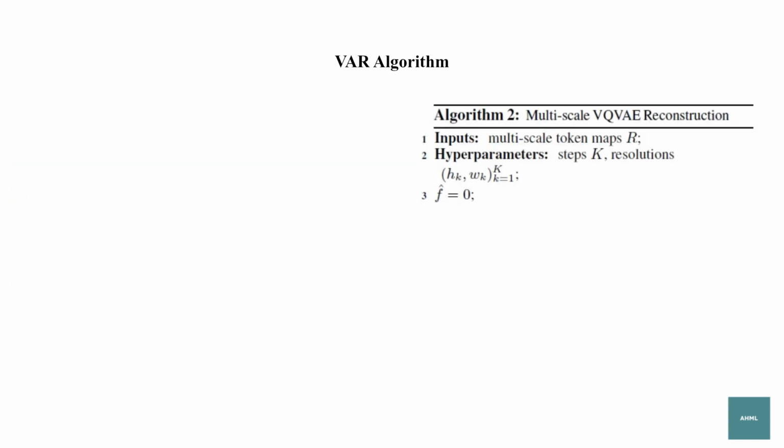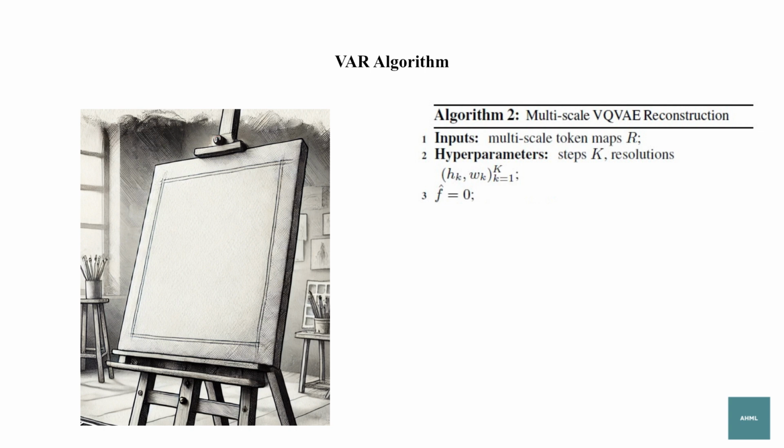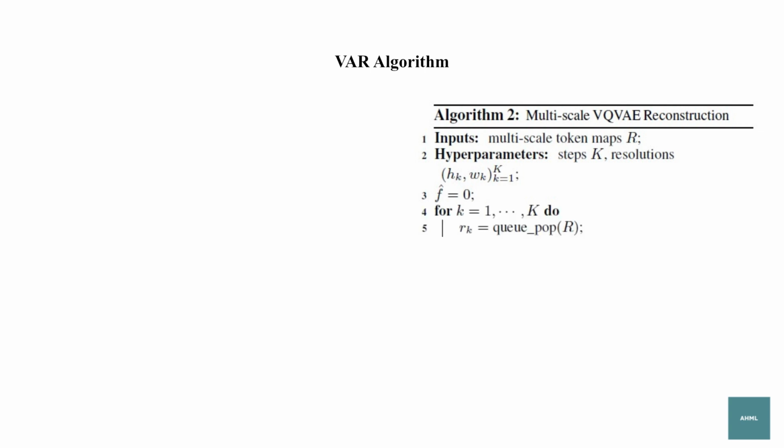With the token maps R, we then reconstruct the image with the algorithm too. Just like painting, we start with a blank canvas, meaning an empty feature map F hat equals 0, and gradually add more details to it. The QPOP function extracts the next token map RK, ensuring that the algorithm processes the token maps sequentially from low resolution to high resolution. Use the lookup to find the corresponding codebook values.